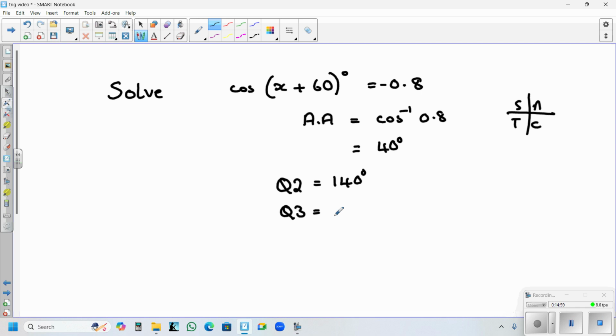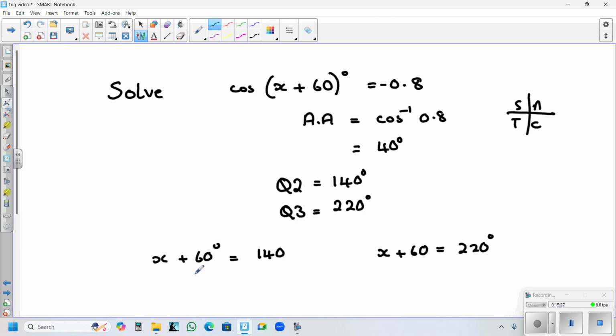In quadrant 3, it's 180 plus your acute angle, which is going to be 220 degrees. Now, we would be finished at that point, but we're not, because it's not x that's there. It's x add on 60 degrees. So x plus 60 degrees is equal to 140. X plus 60 degrees is equal to 220, and we've got two wee simple equations to solve.